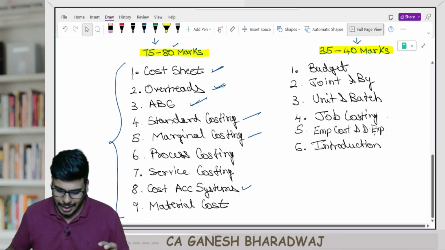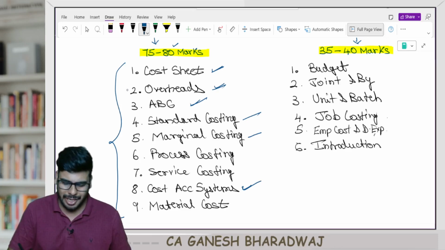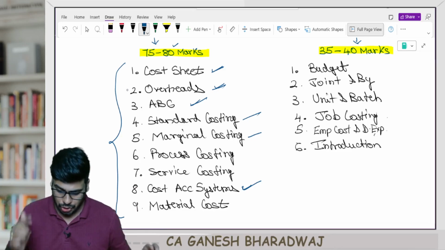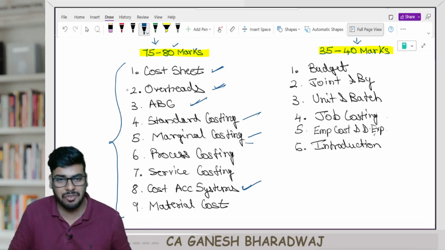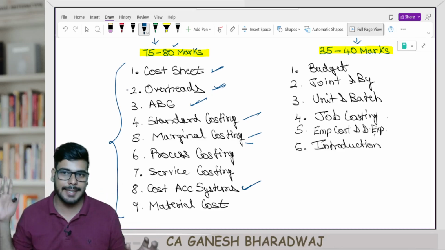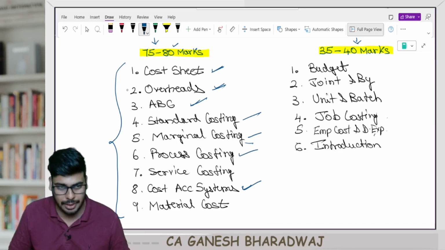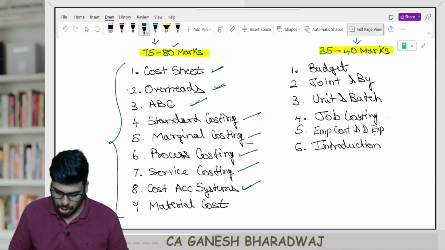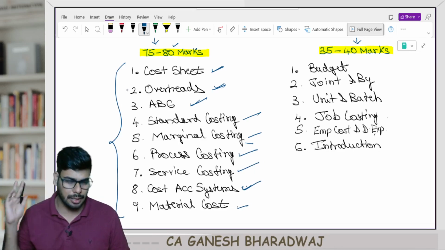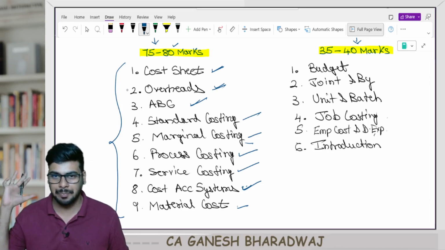So I cannot say that you study a cost accounting system, but you need not study overheads and all. No, without overheads, you can't even enter into cost accounting system, right? So first understand the top 5 chapters are definitely going to be the maximum contributors to your exam papers. And after that, again, here also you have process costing, service costing, cost accounting systems, and material costs. These 9 chapters put together will contribute 75 to 80 marks of your exam, right?